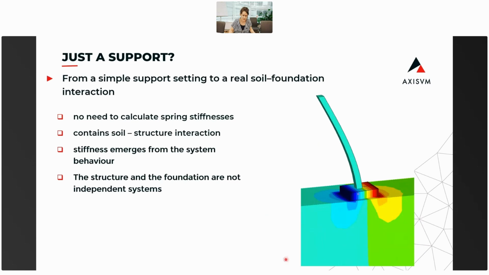In contrast, in a 3D continuum model, the structure and the soil are analyzed together as a coupled system. In this case, there is no need to calculate spring stiffnesses, as the results come from the behavior of the soil and the foundation. The stiffness emerges from the system behavior.